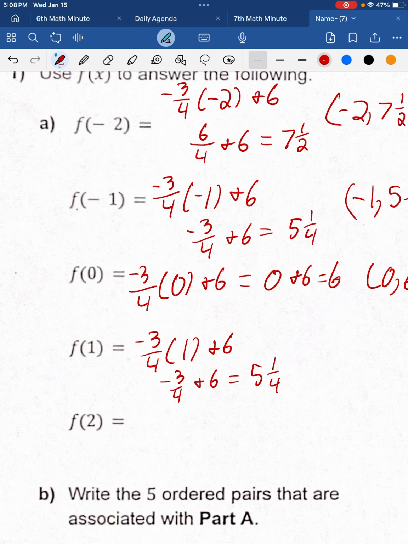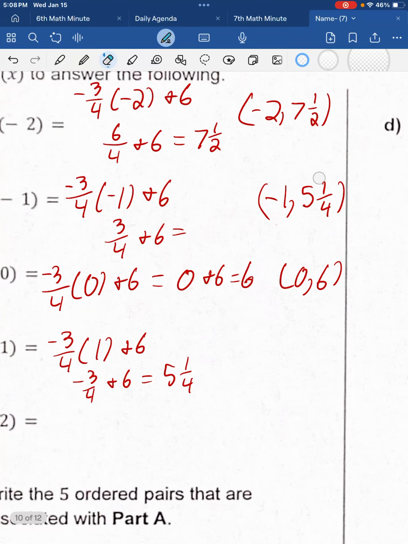I just saw where I made a mistake. I'm going to go back and fix my mistake. Negative times a negative is a positive. So let's go back to f of -1. That should have been a positive, which is going to change our answer right here. So that is going to be 6 3/4.